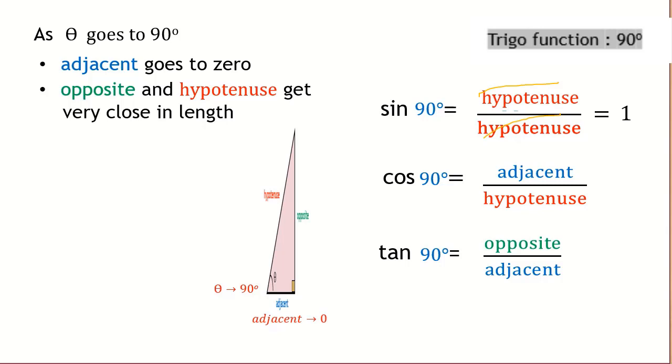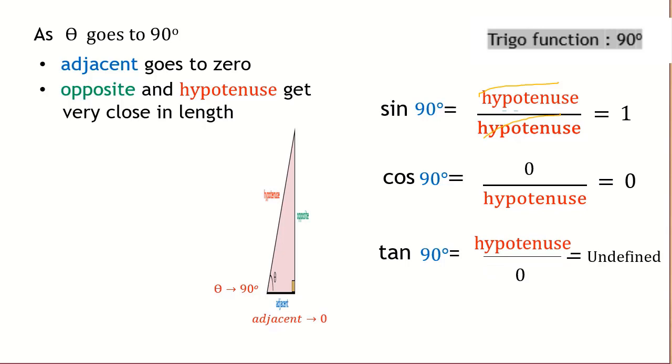And for cosine 90 degrees, it is adjacent over hypotenuse. So we have the adjacent of 0. So 0 over hypotenuse, so you will get the cosine of 90 degrees is equivalent to 0. And for the tangent 90 degrees, it is opposite over adjacent. So the opposite is the hypotenuse and the adjacent is 0. So you will get the value of undefined here. So tangent 90 degrees is undefined.